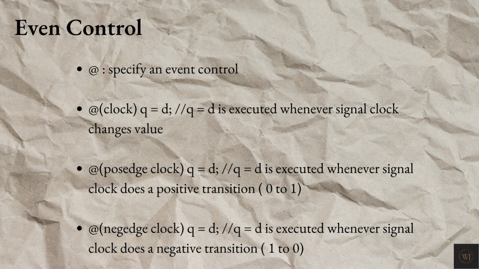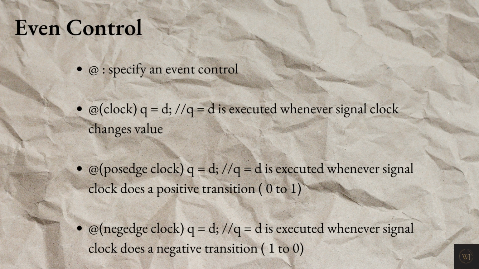In Verilog code, event control is also very important. The @ symbol is used to specify an event control. Statements can be executed on changes in signal value or at a positive or negative transition of the signal value. The keyword posedge is used for a positive transition and negedge for a negative transition.